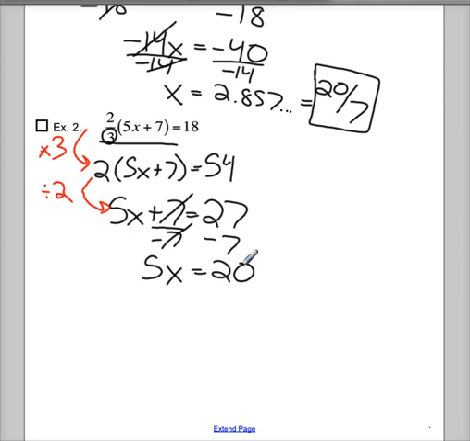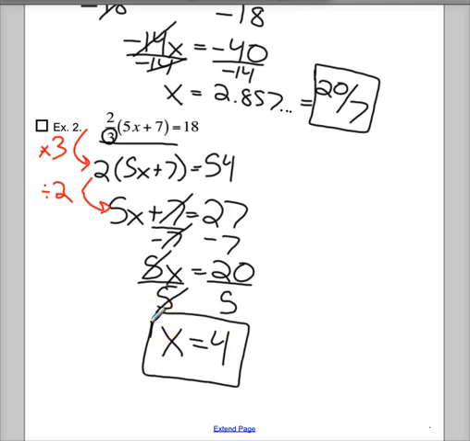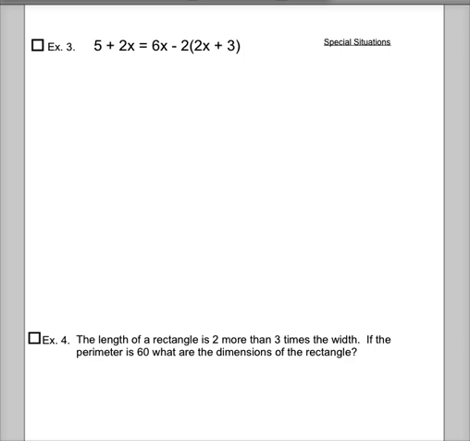Now again, I need to get that 5 away from the x. Now, it is multiplying my x, so this time to undo multiplication, I'm going to end up dividing by 5 on both sides. And 5 goes to the 5, so you end up with x equals 4. So this time we got a nice answer. So, please make sure you have this completely down, and I'm going to move on to the next slide.